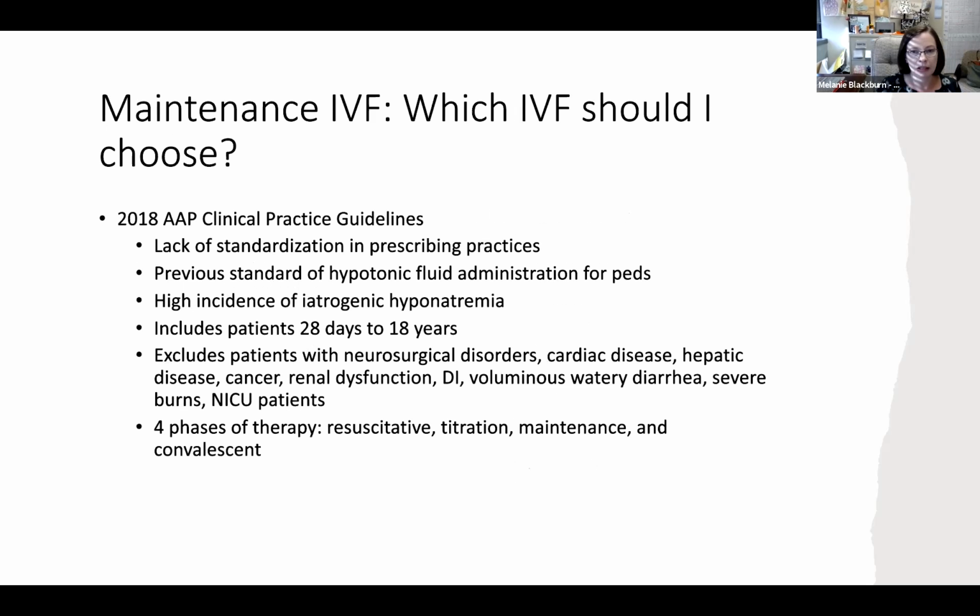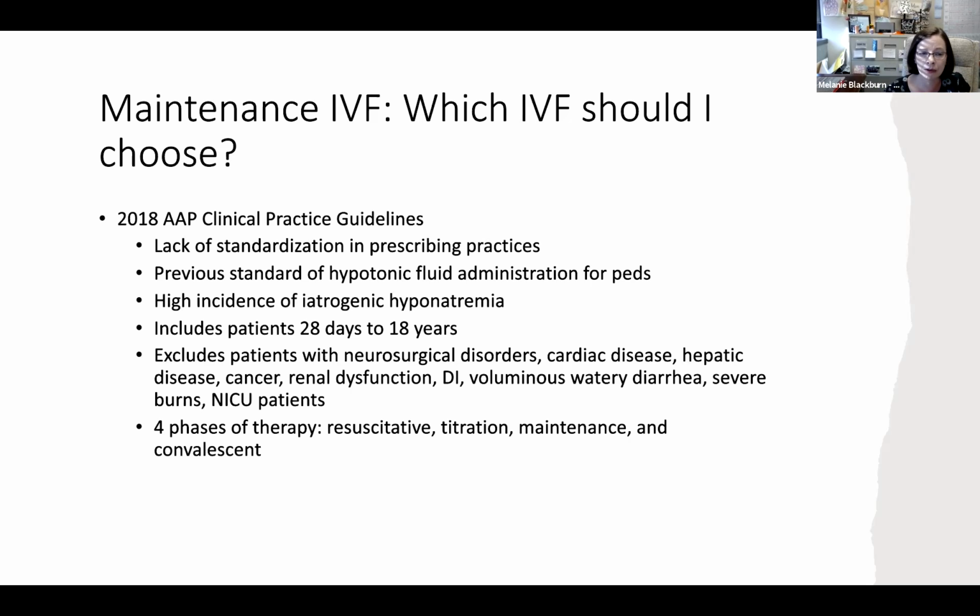So when we're looking at maintenance fluids, what do you choose? A long time ago, back when I trained, we historically used a lot of hypotonic solutions for maintenance IV fluids. We calculated their average salt need based on kilograms. A lot of patients were placed on quarter normal or half normal IV fluid solutions if they were smaller. And what we found from that is we created a lot of iatrogenic hyponatremia in our patients.